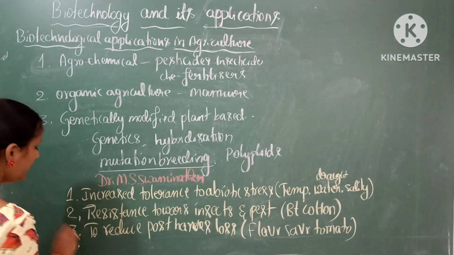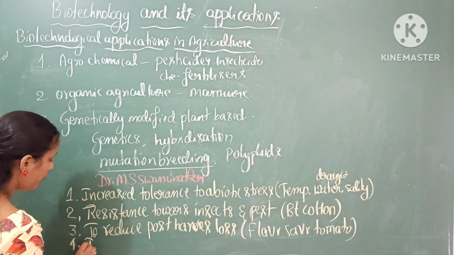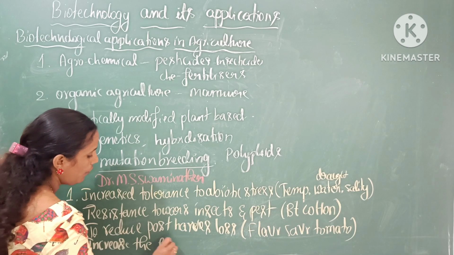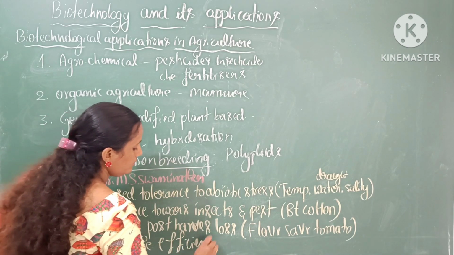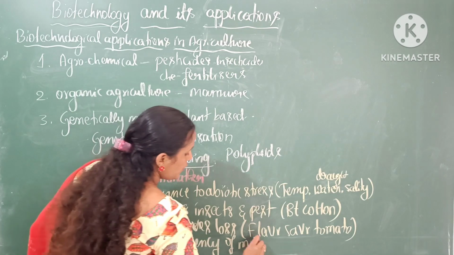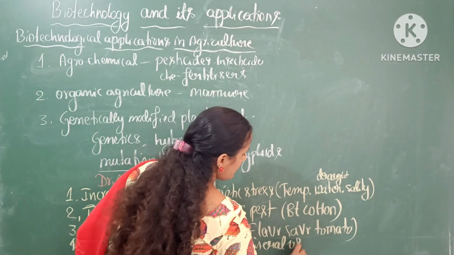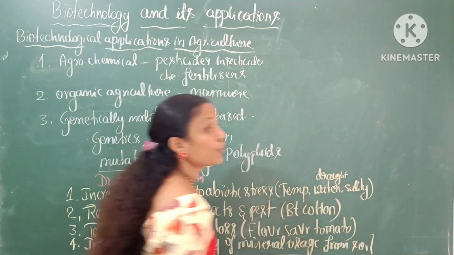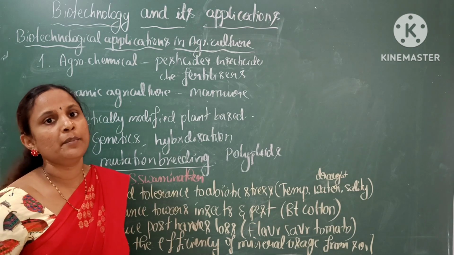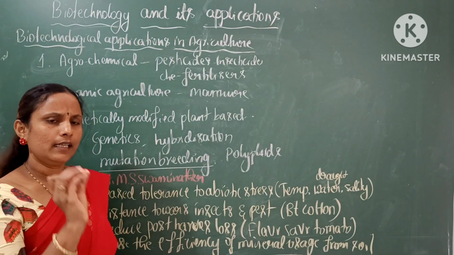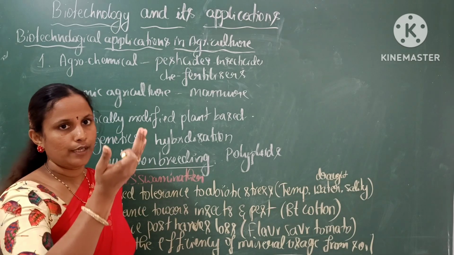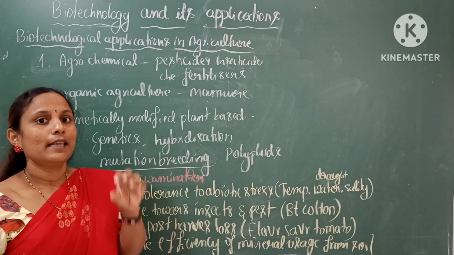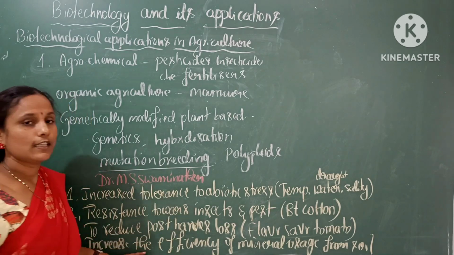Then the fourth one: we can improve or increase the efficiency of mineral usage from soil. If the plant is able to efficiently uptake the minerals present in the soil, a little amount of mineral can also be transported to all parts of the plant. Then the fertility of the soil can be restored. So that is the next one.